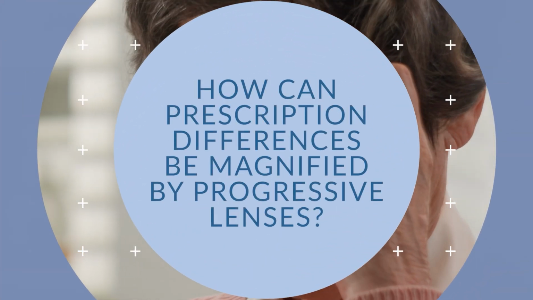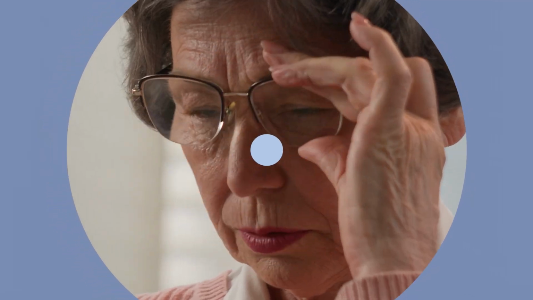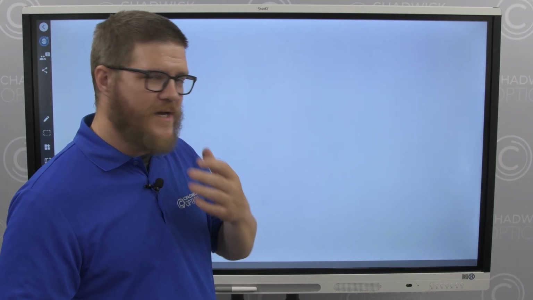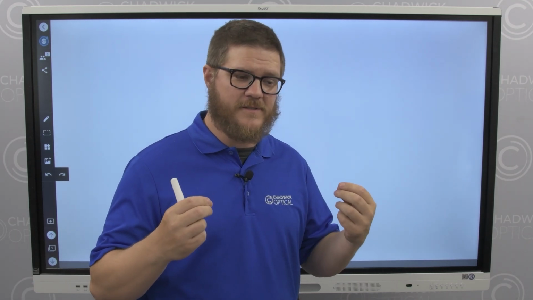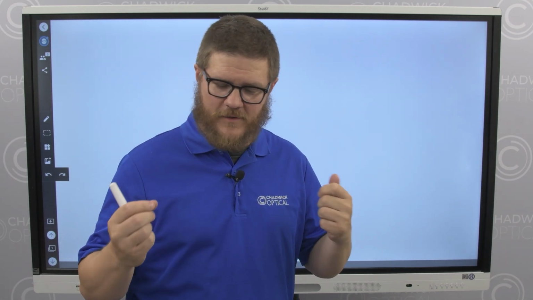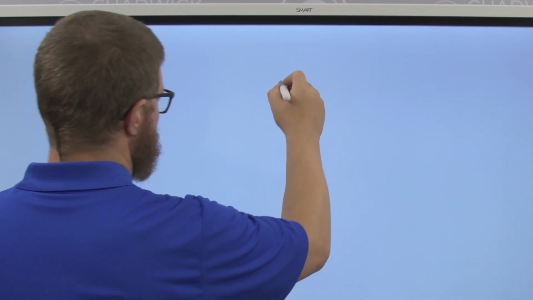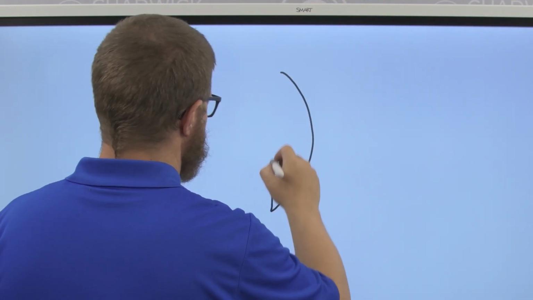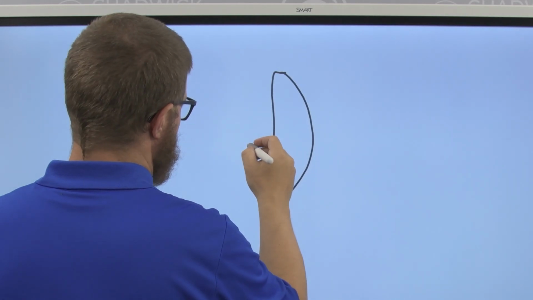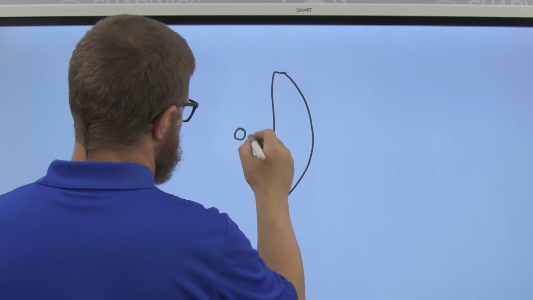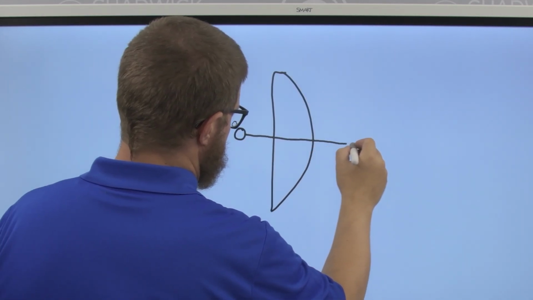How can prescription differences be magnified by progressive lenses? When you have two different lenses that have a significant refractive error between them, what happens is as you move down the lens, as your eye moves down the lens, they track at different rates.